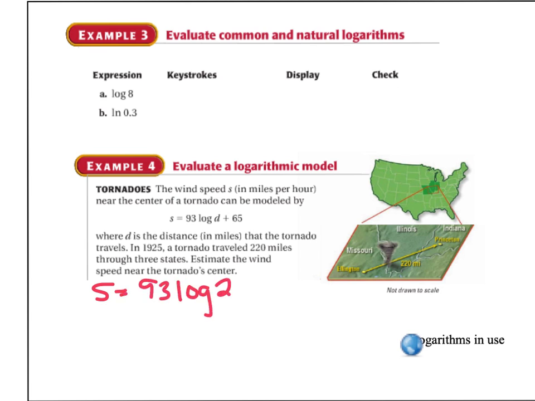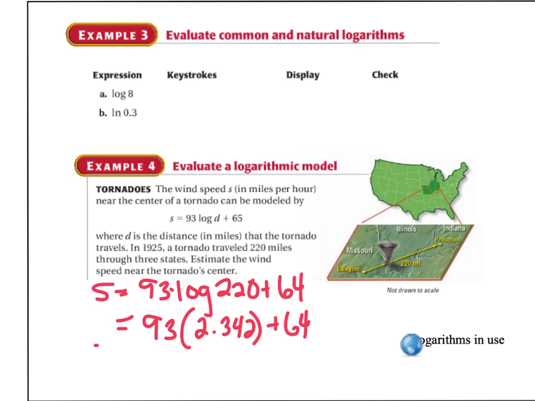So log 220, so we assume the base is 10, plus 65. Now all we're going to do here is solve this, and in order to do that, we're going to need our calculator. And so you can just plug that right in your calculator. Do 93 times log 220 plus 65. And you should get something like 93, and the log of 220 was 2.342. That's what I got. Plus 65. And so your final solution for what the wind speed was near the center of the tornado was 282.8 miles per hour. That's fast.